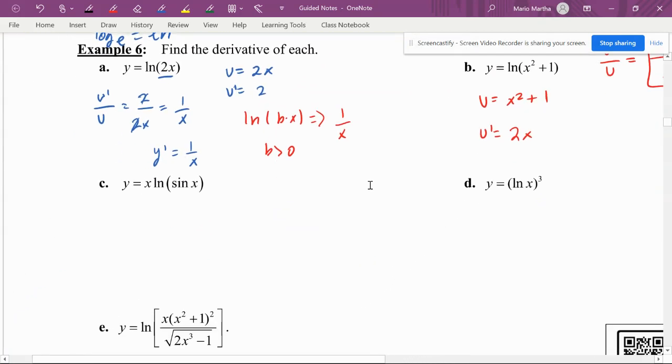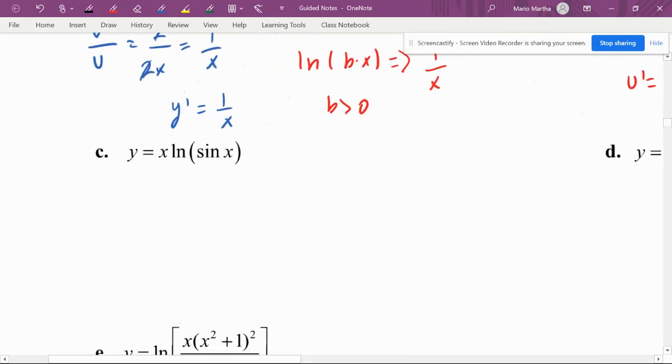Okay, now looking at c, we start to get things a little more complicated. Be careful again. Be mindful of the things that you're doing, so try to read it aloud. I have x times the natural log of sine of x, all right? So I have a product here, so I have to be careful too. That means I have to use the fish, right?